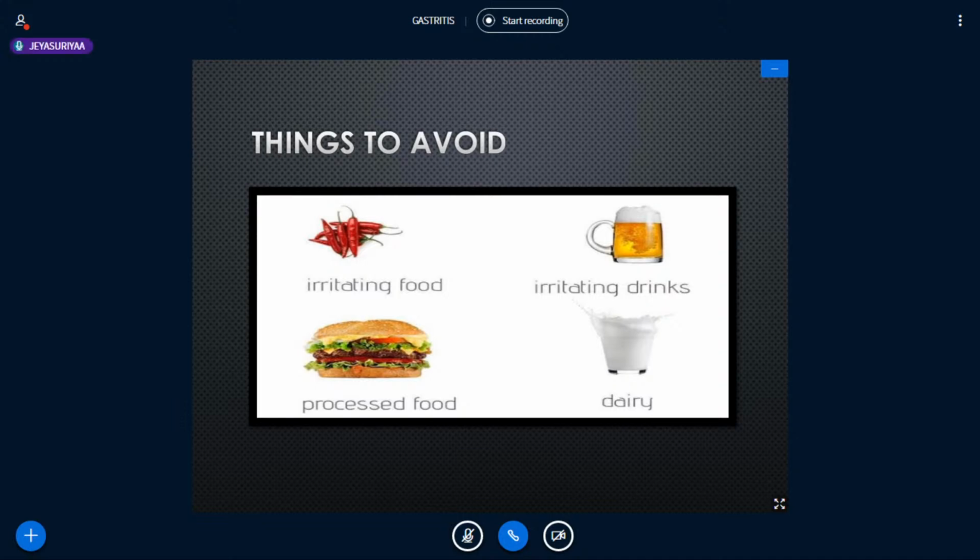Now, coming to the things that have to be avoided. Dairy products have to be completely avoided during this period of gastritis. That is, if it is acute, it's going to be something like 3 to 10 days, and if it is chronic, which I mentioned is caused by autoimmune diseases, and a prolonged condition of acute gastritis may also lead to chronic gastritis.